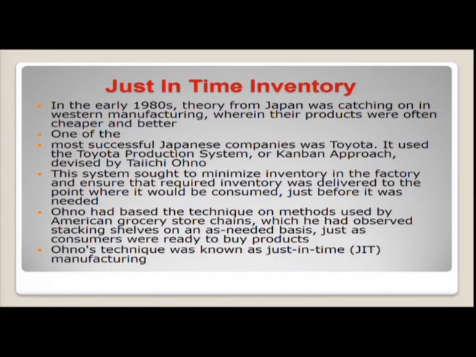One of the most successful Japanese companies in those times, and even till date, was Toyota. It used the Toyota production system. This Toyota production system is also called the Kanban approach, which was devised by the scientist Taiichi Ohno. This system sought to minimize the inventory in the factory and ensure the required inventory was delivered to the point where it would be consumed just before it was needed.